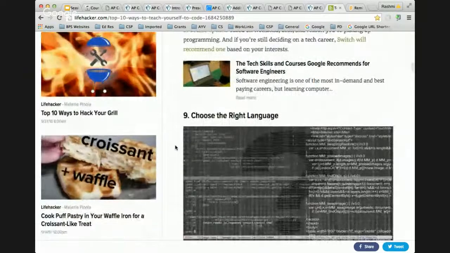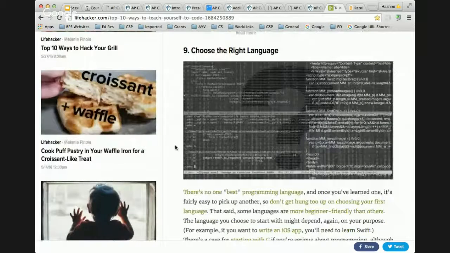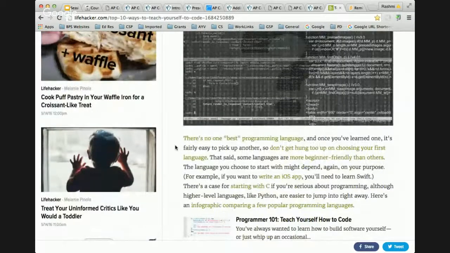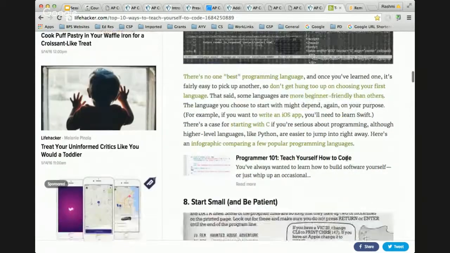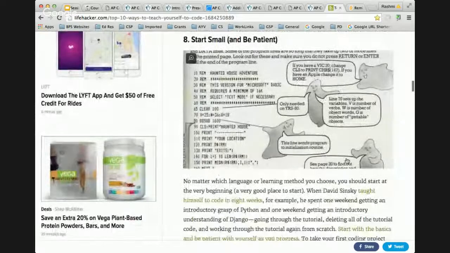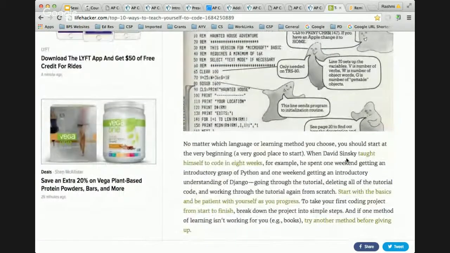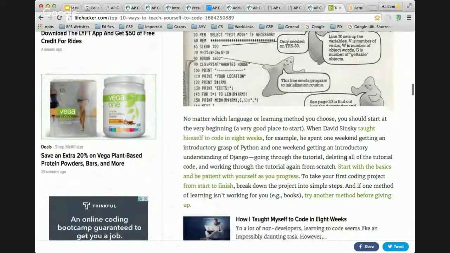They also talk about choosing the right language if you're starting. There are many different languages. In the introduction, we've talked about pre-programming skills, block-based languages, and text-based languages, but they have some really great recommendations as to how you can start. Start small, and of course, be patient. There are books out there which say learn coding in 8 days or 20 days. David Sinsky has talked about learning coding in 8 weeks, with a very algorithmic process. It's a great read if you have some time.